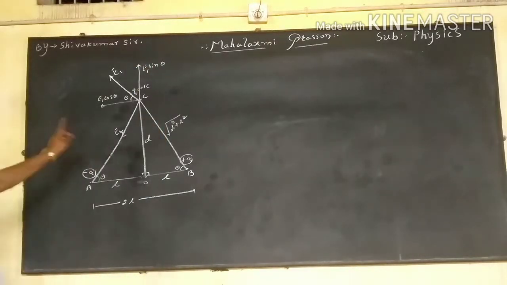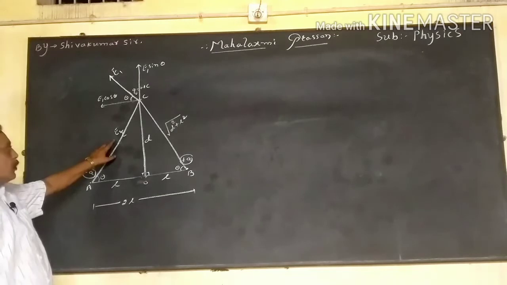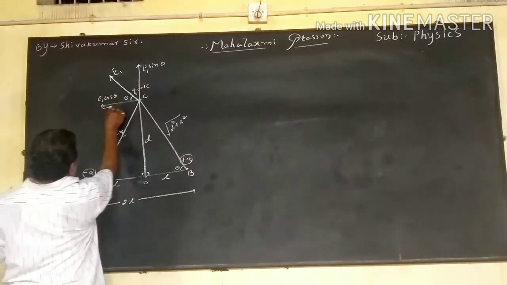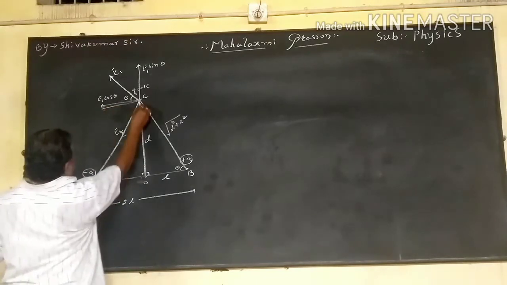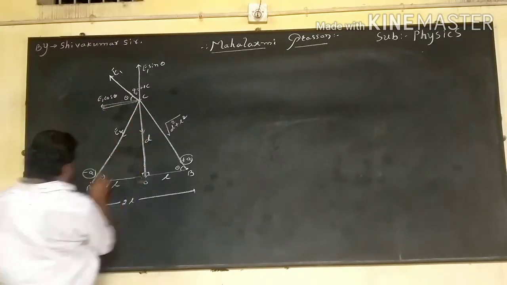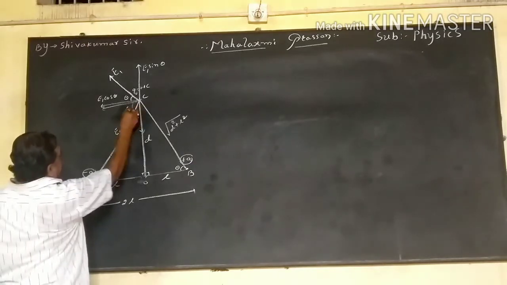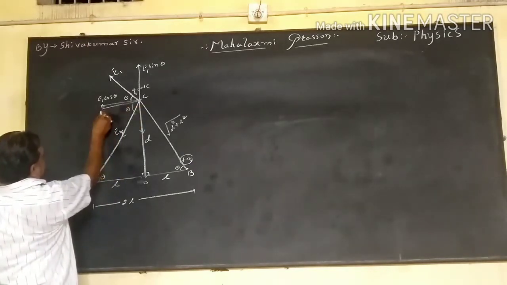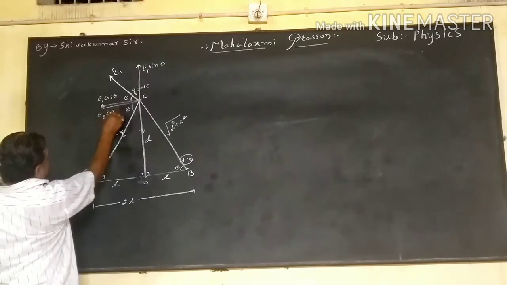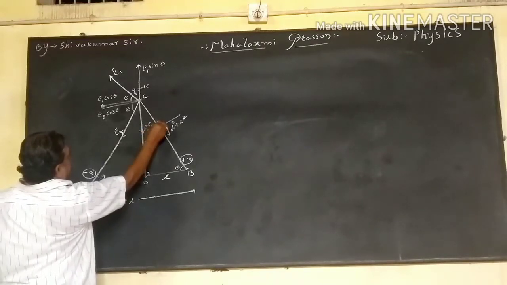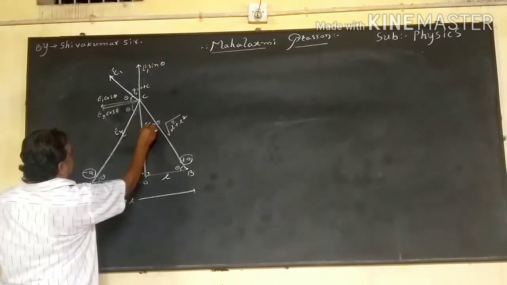And again I resolve E2. It is also resolved into two components, one horizontal component and another vertical component. Alternate angles are equal, Z formation. This is theta, this is also theta. So along the direction of theta, this is E2 cos theta, and this is E2 sin theta. Is it clear?